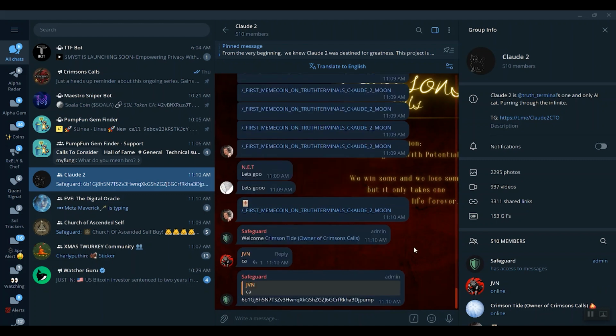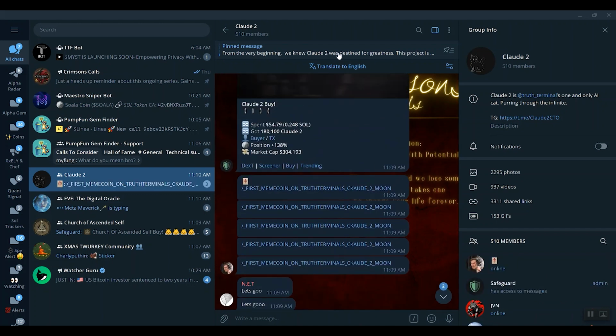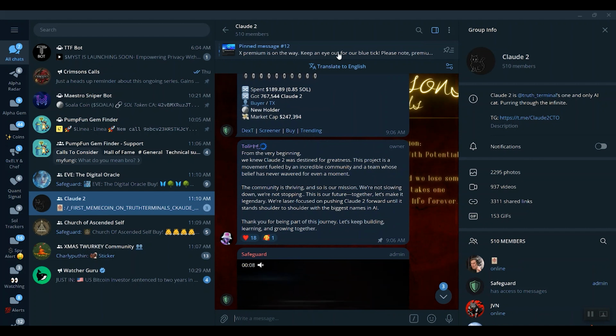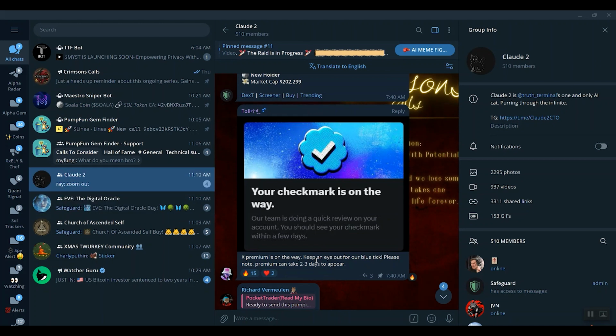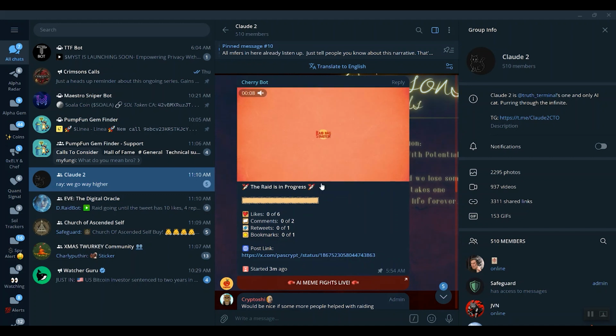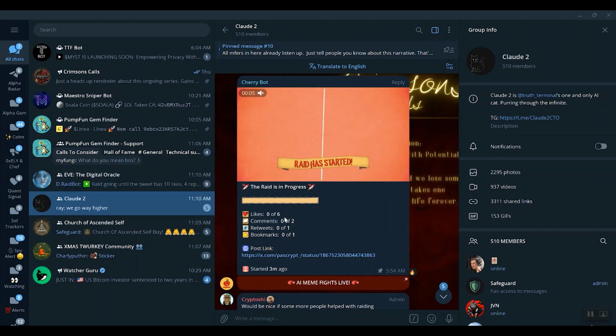Let's see what else is going on here. Okay, so just somebody asking for the contract. We do have some stuff going on in the pin messages. We do get they're working on getting their X account premium, so they can get that blue check mark. They've got raiding that's in progress. However, this is concerning that there's been no activity on the raids.